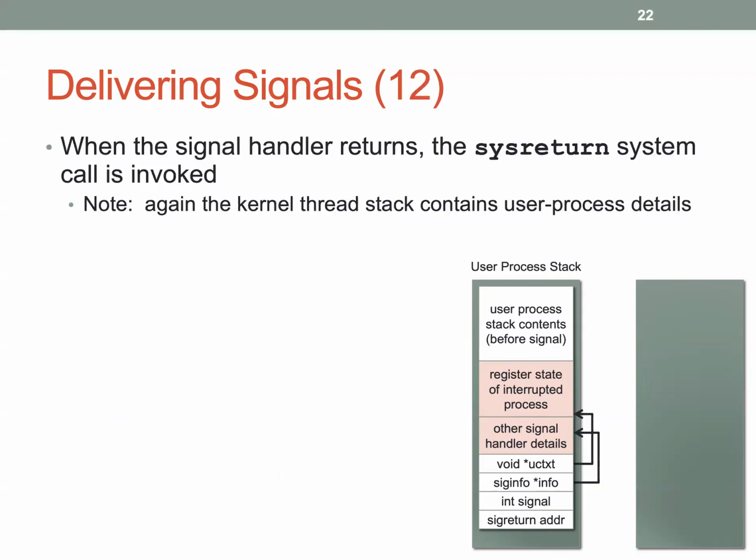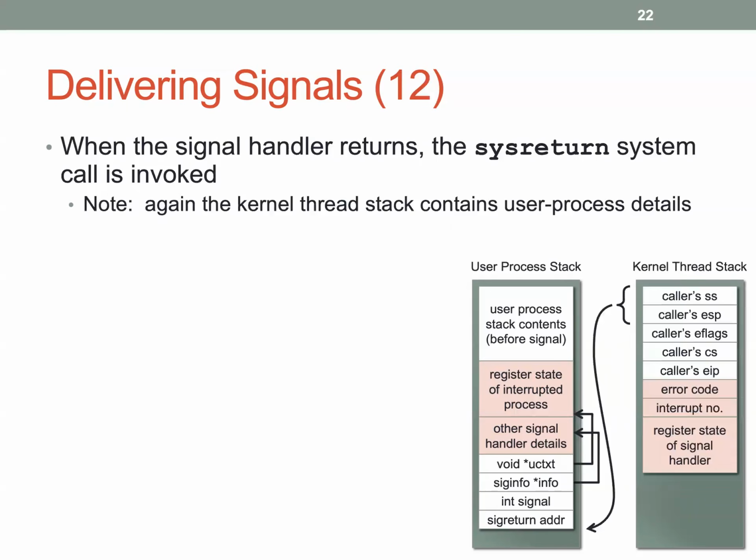Now, let's say the signal handler finishes. So remember, this is the user process stack, and our kernel thread stack is empty right now because we're not in the kernel, we're in the process. So we return at the end of our signal handler, and so the sigreturn address is what's invoked, and that invokes this sigreturn system call, and we end up trapping into the kernel. So all of this information gets pushed onto the kernel thread stack.